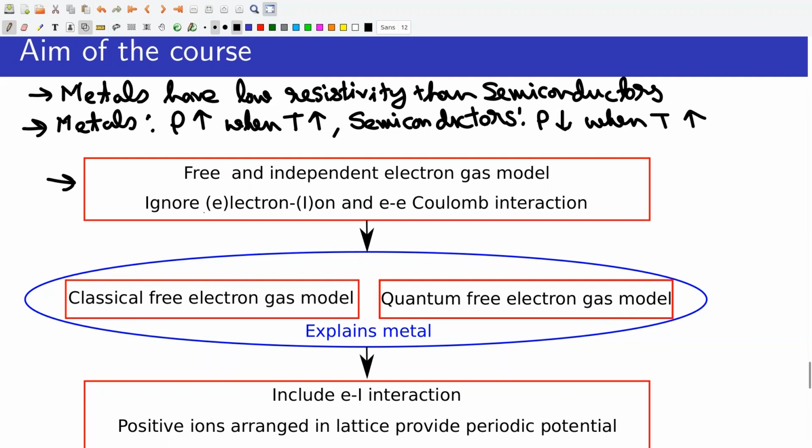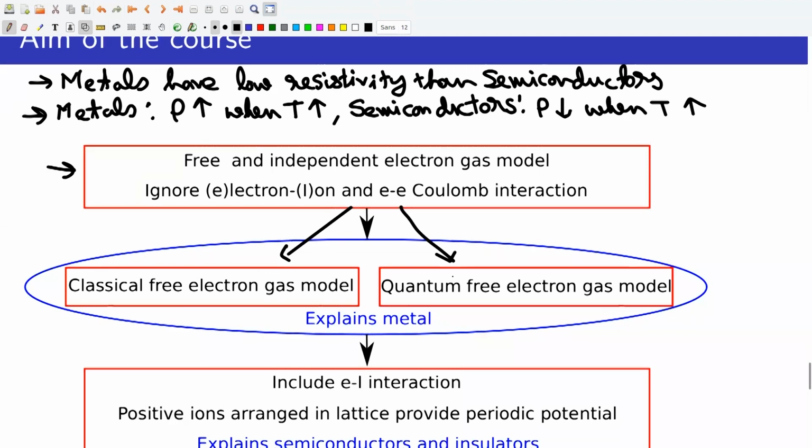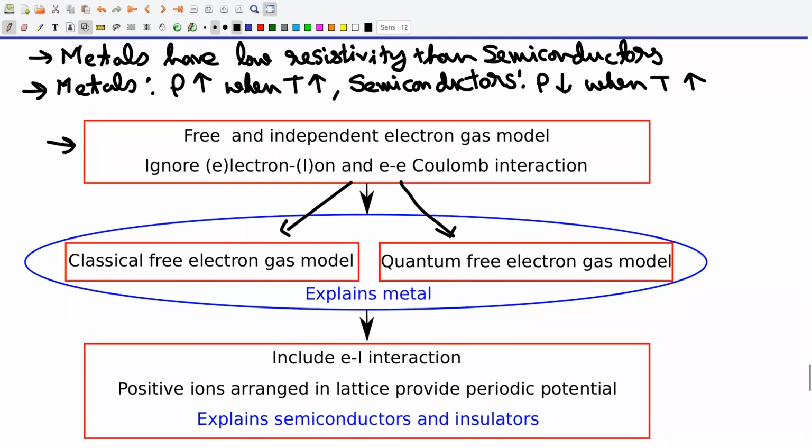Such a model ignores the electron-ion and electron-electron Coulomb interaction. And such a model can be explained at 2 different levels. First is the classical free electron gas model, and the second is the quantum free electron gas model. And we will see that the free electron gas model, particularly the quantum free electron gas model, can explain some of the properties of the metals very well.